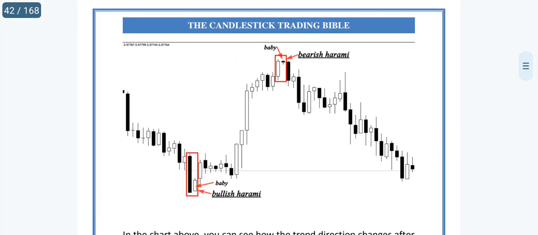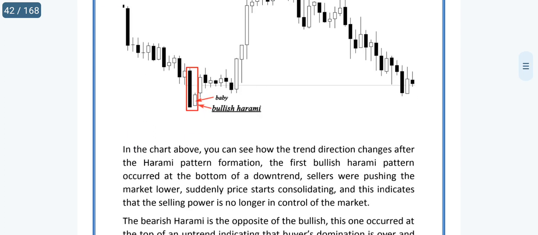It forms in two ways. In the chart above, you can see how the trend direction changes after the Harami pattern formation. The first bullish Harami pattern occurred at the bottom of a downtrend, meaning that the sellers were pushing the market lower. But suddenly, prices start consolidating, and this indicates that the selling power is no longer in control of the market.